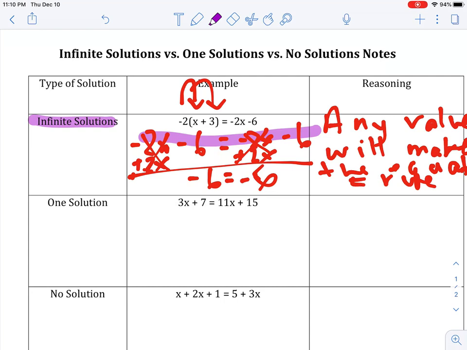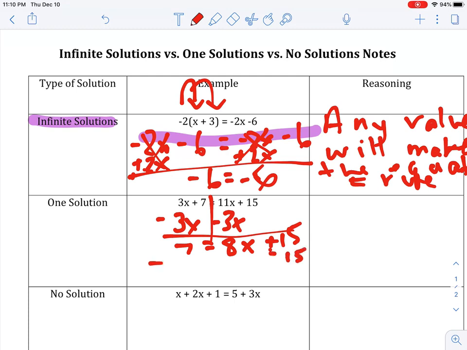Now, one solution. This is what we've typically worked on the majority of the year. In this equation, we can see that there's no distribution or no like terms on either side. So we're going to move the smallest coefficient and variable, which would be 3x. So we would end up with 7 equals 8x plus 15.